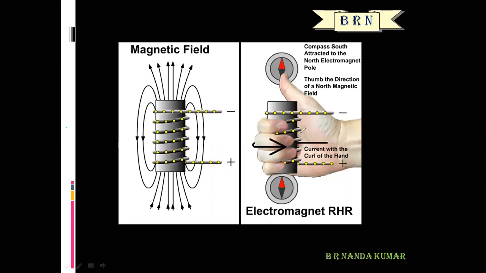So the direction of magnetic field inside the current carrying solenoid can be determined by using the right hand thumb rule. The current carrying solenoid is held in the right hand, thumb pointing in the direction of magnetic field. The fingers encircle the current carrying solenoid, which gives the direction of current flowing in the solenoid.